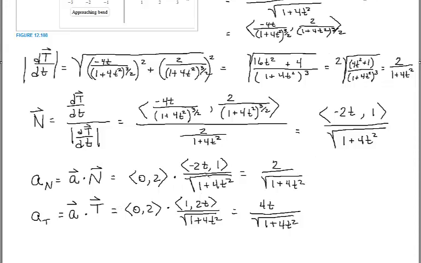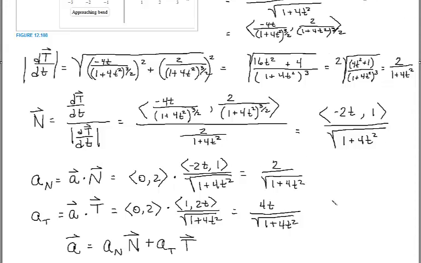Just take your individual components, multiply and add. So I'll get a 2 here because I have 0 plus the 2, another 0 plus the 2 times 2t is 4t. So now I have each of the individual components. Now I'm just going to put that together to get my acceleration vector.